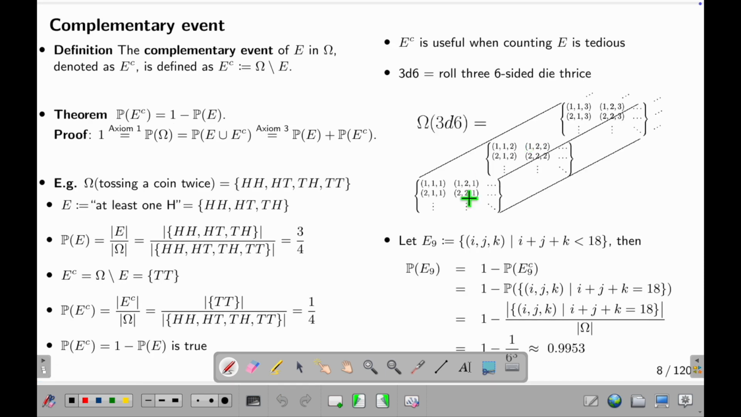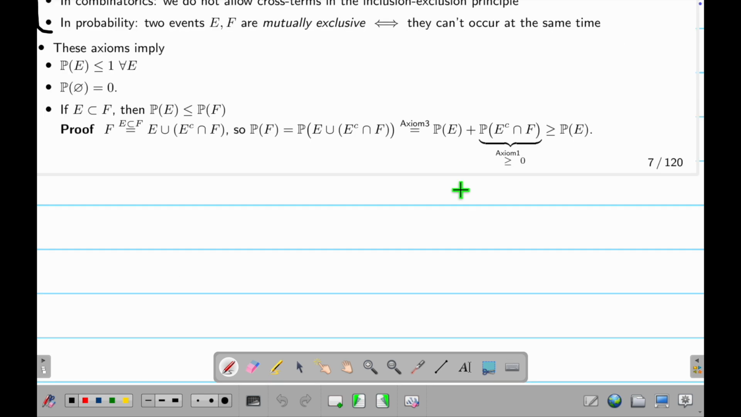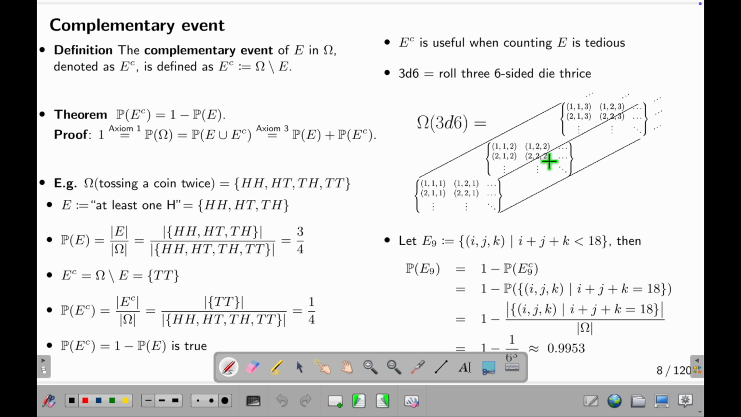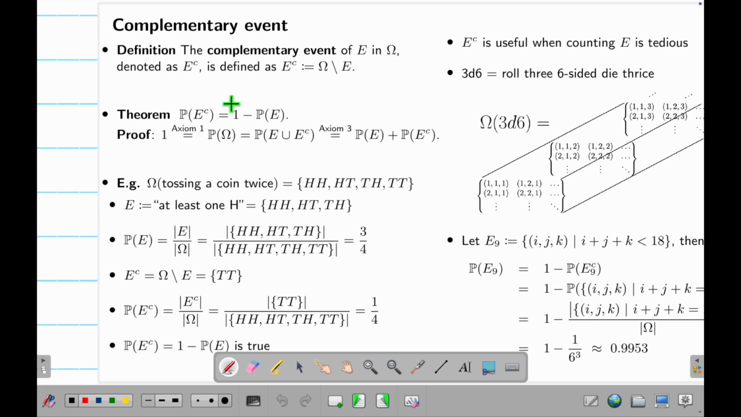Okay. And now we have even more stuff. First of all, you see I draw 2D6 for like this. Later I will draw 3D6 in a 3D thing. This has a meaning. But now let's go back to here. So it's complement. It's just set theory. Everything subtract the thing you discuss is the complement. Nothing new. And the probability is just one subtract because this corresponds to everything.